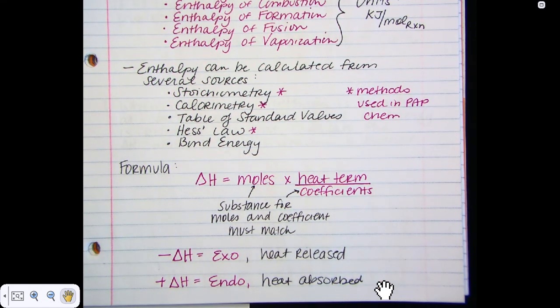We could come up with a negative delta H value, which signifies that this is an exothermic reaction, that heat is being released in the reaction. Or we can come up with an endothermic value, a positive delta H value that shows that heat is being absorbed in the reaction. Okay? And all of that is going to be determined by the information garnered from the heat term.